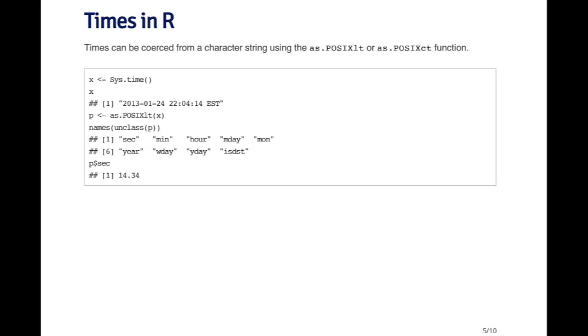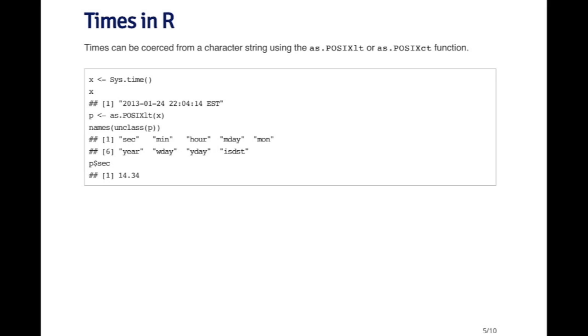So for example, you can coerce things back and forth between POSIXlt and POSIXct if you want, using the as.POSIXlt or the as.POSIXct function. So, for example, the Sys.time function here just gives you the current time as it's known by the system, and you can see that when it prints out in a year, month, day format, and then an hour, minute, second format, and then the time zone, which is Eastern Standard Time right now. So you can convert this to a POSIXlt using as.POSIXlt.